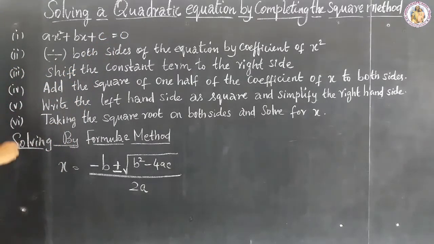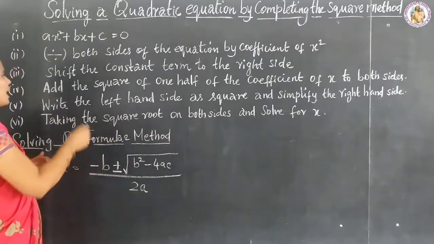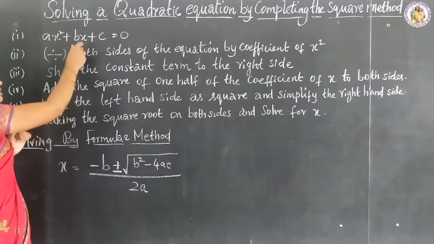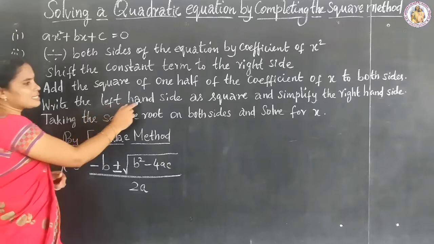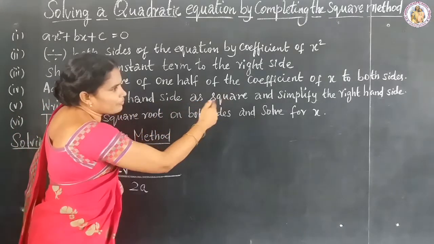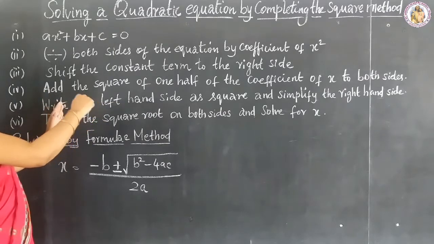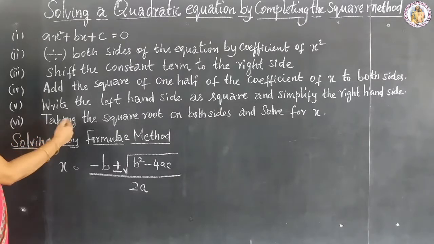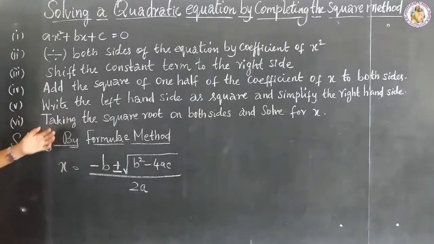Step 4: Add the square of 1/2 of the coefficient of x to both sides. Step 5: Write the left hand side as a square and simplify the right hand side. You have to keep the left hand side as a square itself and simplify the right hand side. Step 6: Take the square root on both sides and solve for the value of x.